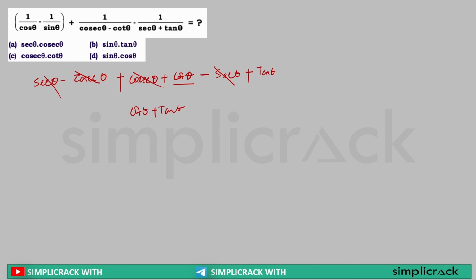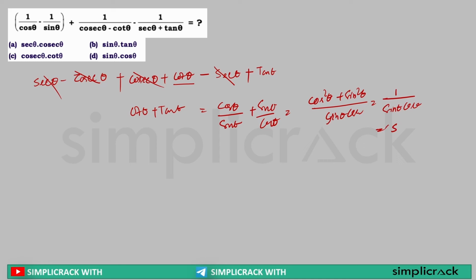Yes or no? Yes. Cot theta plus tan theta can also be written as cos theta by sin theta plus sin theta by cos theta. So this can be written as cos square theta plus sin square theta divided by sin theta into cos theta, which is equal to 1 by sin theta into cos theta, or cosec theta into sec theta. Answer: sec theta into cosec theta, that is option A. Clear? Basic, or you can directly use the formula.